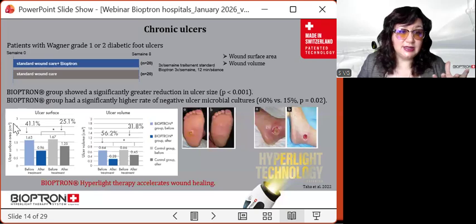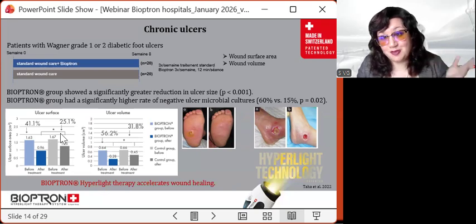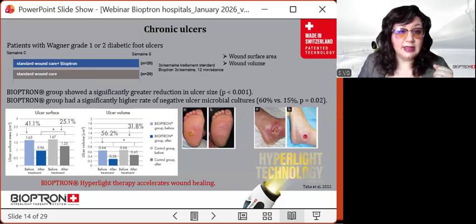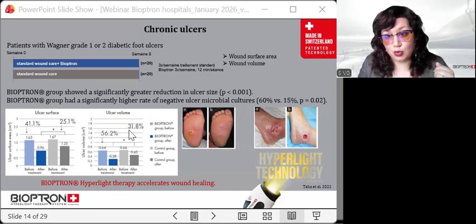You can see here that the ulcer surface decreased more than 40% in the case of patients treated with Bioptron, and only 25% in the case of patients that were not using Bioptron. And the ulcer volume was the same. You can see that the volume of the ulcer of patients treated with Bioptron decreased almost 60%, against not even 32%, so almost half, in the patients without Bioptron.